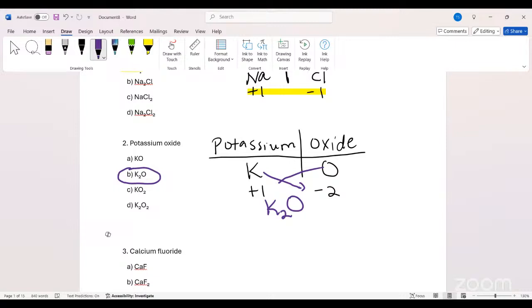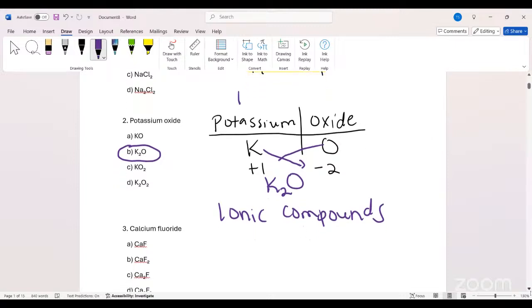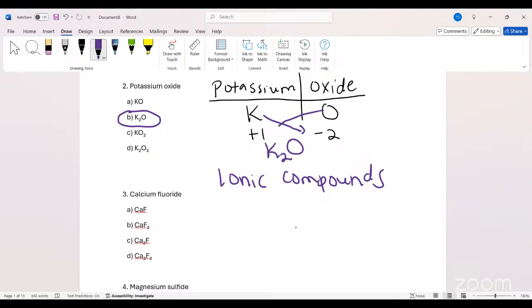Again, what we're working with here are what's called ionic compounds. Ionic compounds are those formulas between metals and non-metal elements, okay? So ionic compounds is when you have a metal with a non-metal element. If you remember that, this is going to help you when it comes to writing out these chemical formulas. Ionic compounds is between a metal and a non-metal element.